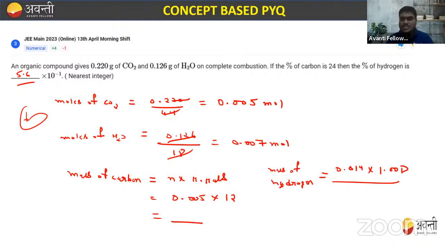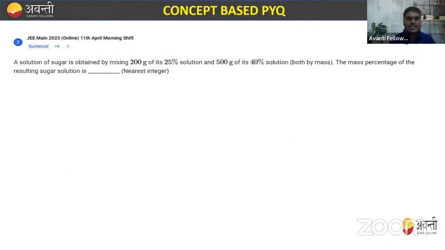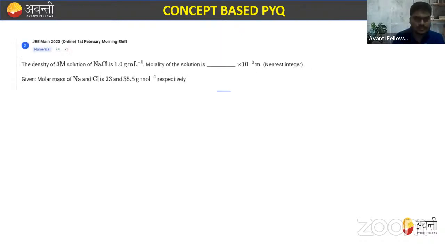So हमने बहुत सारे क्वेश्चंस ट्राई किए आज. इस तरह के क्वेश्चंस आते हैं, तुम्हें भी सॉल्व करना है. So these are some homework questions for all of you. इसको फटाफट नोट कर लो, इसको ट्राई करना, कोशिश करने की. ठीक है? एक सॉल्यूशन है शुगर का. 200 ग्राम 25% सोल्यूशन, 500 ग्राम में 40% सोल्यूशन में मास है. You need to calculate the mass percentage of the resulting sugar solution. So this is a homework question for you all. This is also a homework question. ठीक है? Like 3 molar solution का NaCl है, तो इसको भी निकालना.